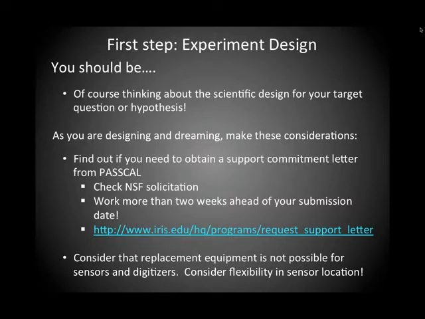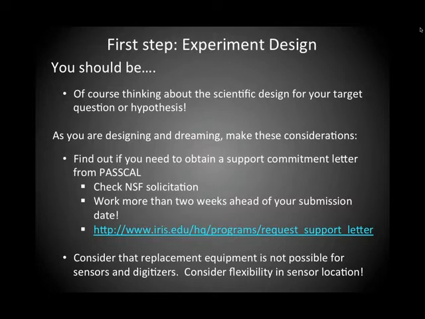Okay, so the first step in your process is going to be designing your experiment. You want to do an experiment, you have to think about what it is going to be. And of course, the first thing you're going to be thinking about is the scientific design for your target question or hypothesis. I'm not going to talk about experiment design in this talk, but one of the things you're going to be thinking about is what sensors you are going to use, what digitizers you will need to go along with those, and how many you are going to need.